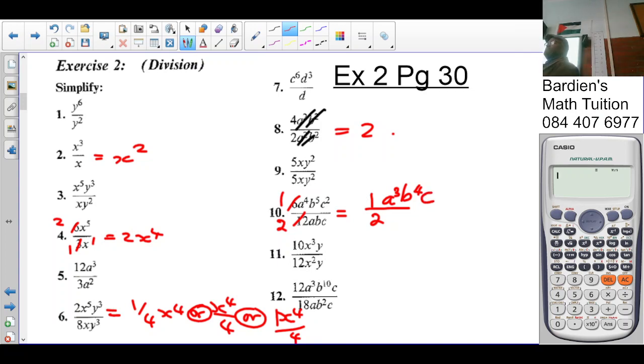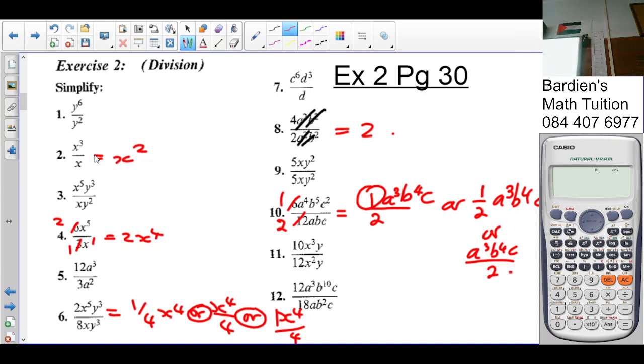Are you sure? Is she right? Yes. So you don't agree with this one? It can be written as 1 over 2 a cubed b 4c, or it can be written without that 1, which is a cubed b 4c over 2. All of that is acceptable. Okay. Who's next? Yes, next. Go for it.